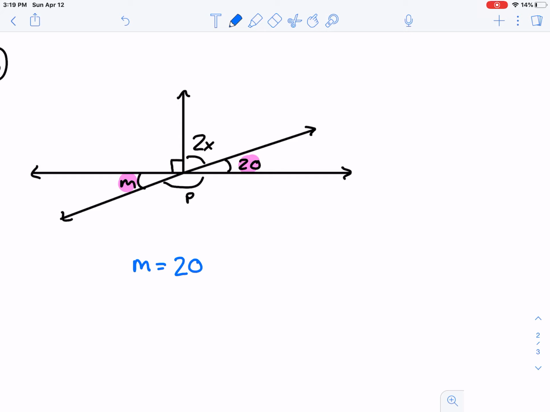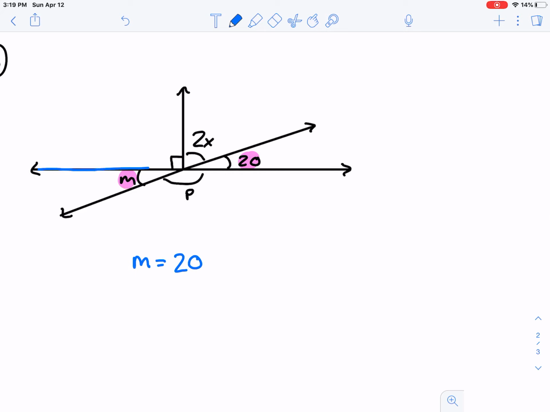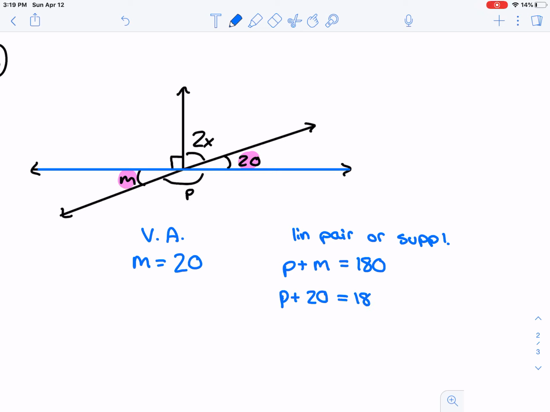Easy enough. Then we also can see that we have a perfectly straight line right here. So that means that P plus M, I'm going to actually say vertical angles right here. So P plus M is on a straight line, so we know that those added together have to be 180. So this is a linear pair, or we could say supplementary. So since we already know what that M is, all we're going to do is replace it. So P plus 20 is going to equal 180.